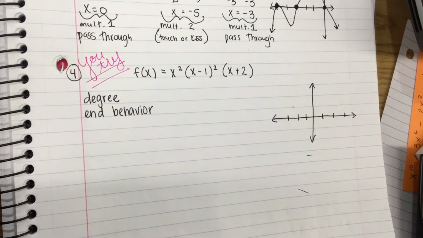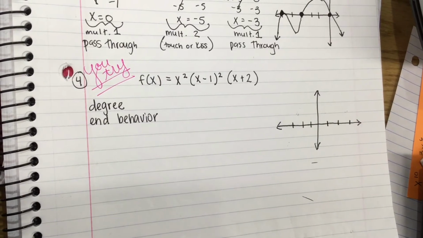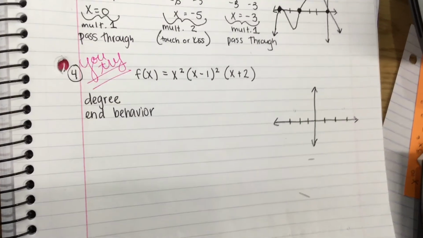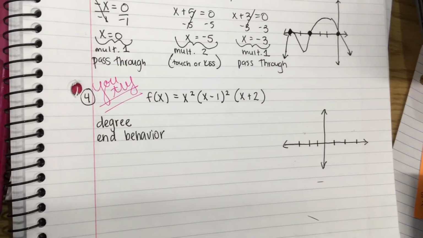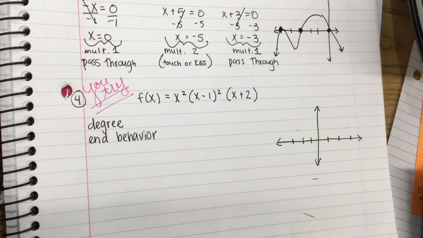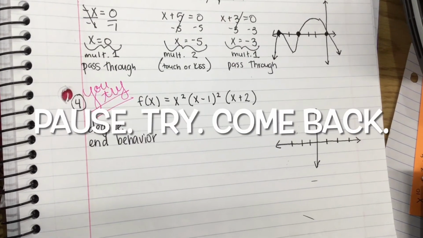Okay, so it's your turn. I want you to try everything. I want you to count up those x's to find the degree. I want you to pay attention to the leading coefficient to determine that end behavior with the degree. And then I want you to find the zeros of that function, try to graph it, pause the video, come back when you're done.